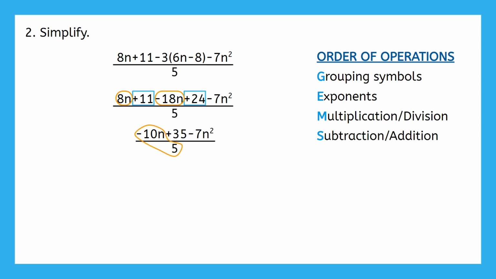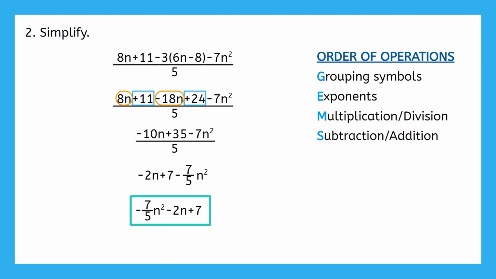Negative 10n divided by 5 makes negative 2n. Plus 35 divided by 5 makes plus 7. And then minus 7n squared divided by 5, that is not going to divide evenly. But that's okay. Fractional coefficients are perfectly fine, so this will just be minus 7 over 5n squared. This answer is fully simplified and correct, but of course there are always multiple ways to arrange the terms. If we want to arrange it with the exponents descending, for example, it would look like this, which would also be a perfect final answer.